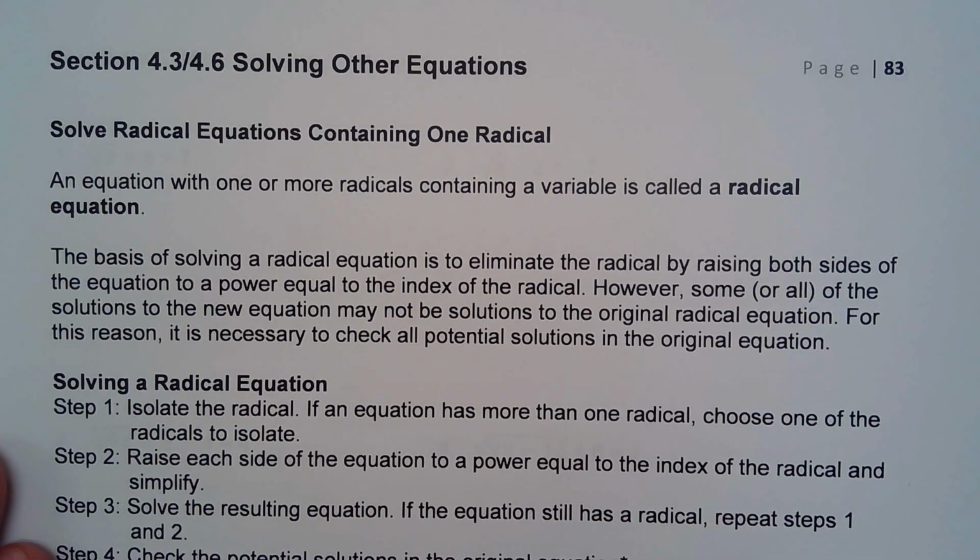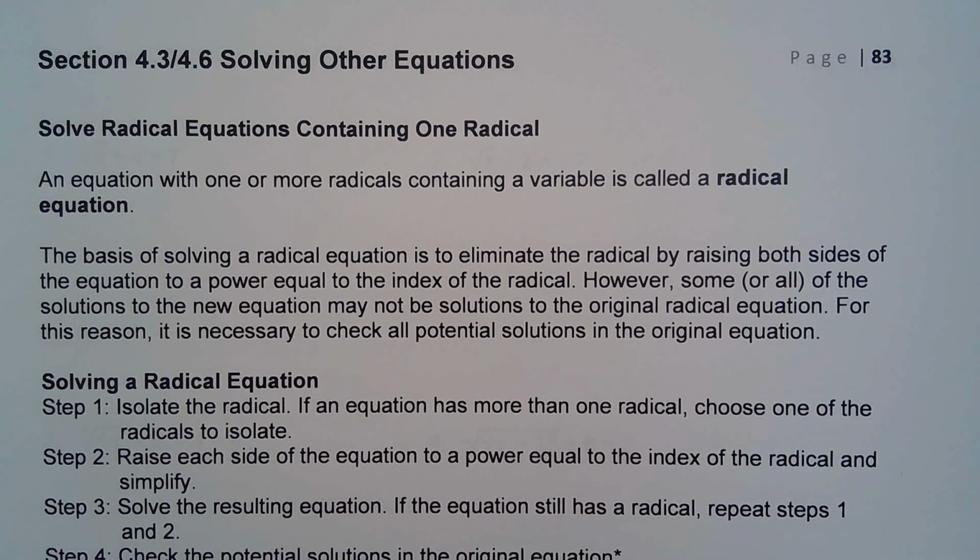So let's first talk about radical equations. An equation with one or more radicals containing a variable is called a radical equation. The basis of solving radical equations is to eliminate the radical by raising both sides of the equation to a power equal to the index of the radical. However, some or all of the solutions to the new equation may not be solutions to the original radical equation. For this reason, it's necessary to check all potential solutions to the original equation.